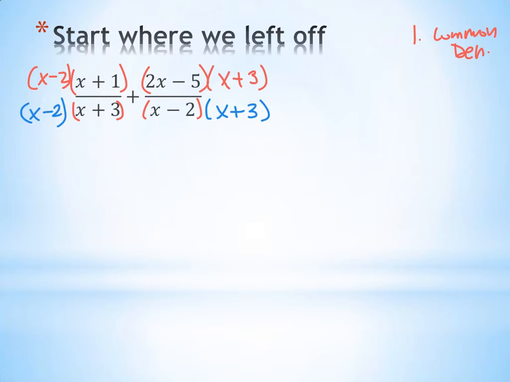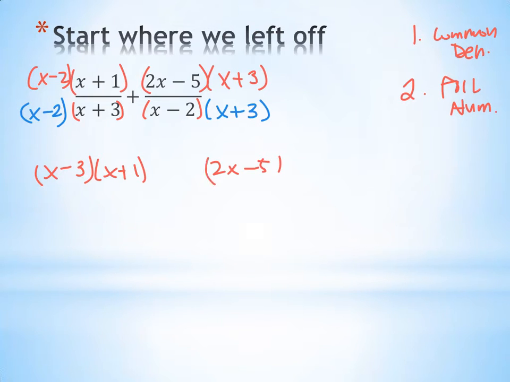So if we're looking at our process, we've already gone through the first three steps. And basically, we've done that by just working with the fractions as we know them. Now, the second thing that we're going to do is we need to FOIL the numerator. So now we have to take each one of these pieces, and we're going to have x minus 3 times x plus 1, and then we're going to have 2x minus 5 times x plus 3. And again, we keep that denominator.